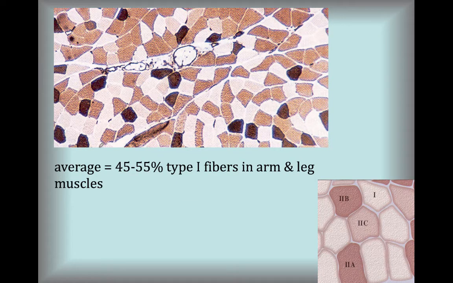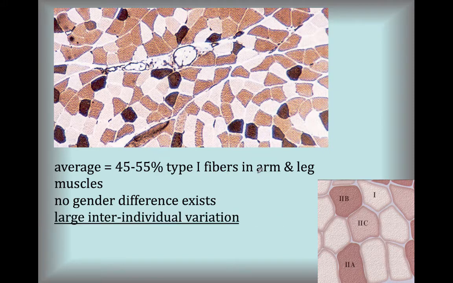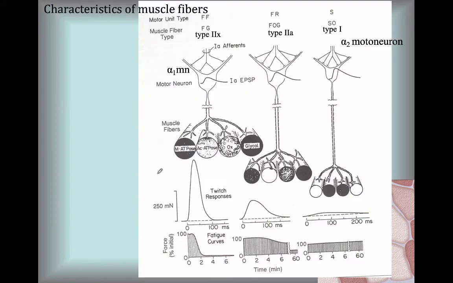And so what data would suggest is that in average sedentary people who aren't totally sedentary, we find about 45 to 55% type 1 fibers in arm and leg muscles. But even given that, we don't tend to find a sex difference, and so there doesn't seem to be a difference in male-female. And there is a very large inter-individual variation. And so in a given muscle, we might find somebody who has close to 80% type 1 fibers, or we might find somebody who's close to 20% type 1 fibers. So a lot of individual variation that you see.